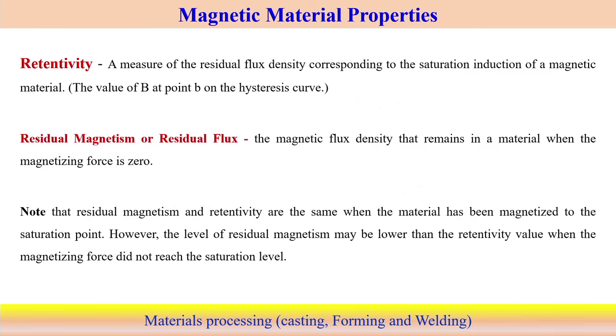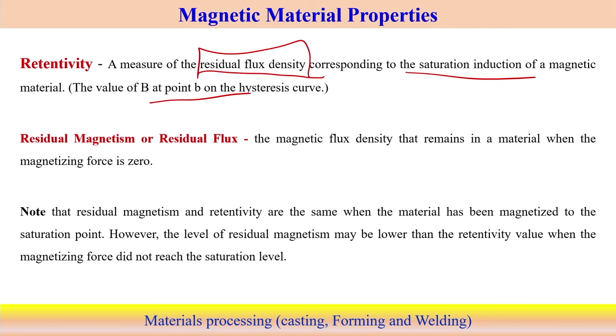One is retentivity. Retentivity is a measure of the residual flux density corresponding to the saturation induction of a magnetic material. When saturation is induced in the magnetic material, the residual flux density is the measure of the retentivity. In this case, as already mentioned, the point B on the hysteresis curve represents the retentivity.